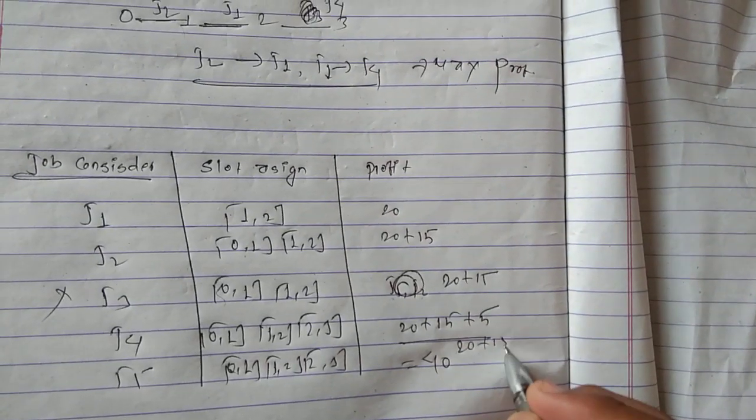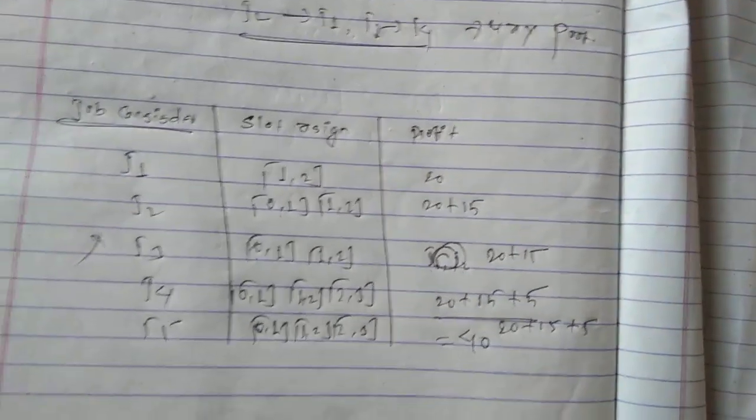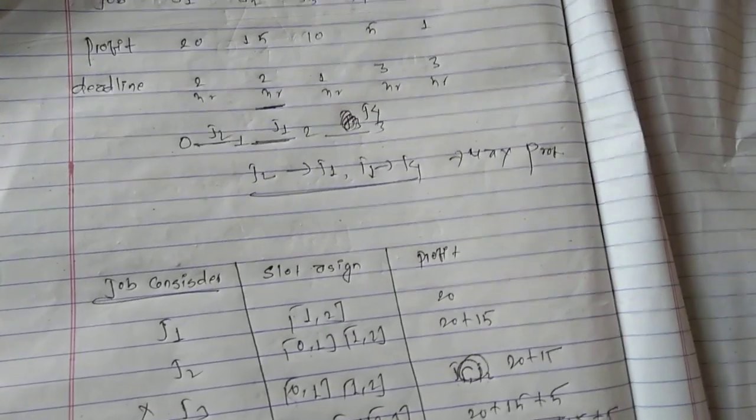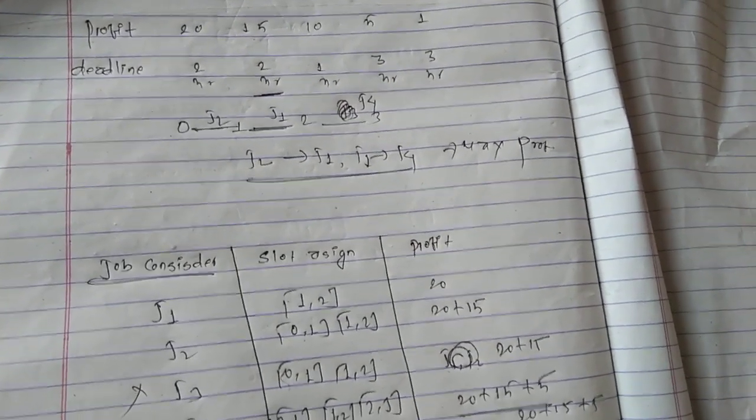So this is the case, and we are getting 40 as the maximum profit. So guys, this is all about job sequencing with deadlines.